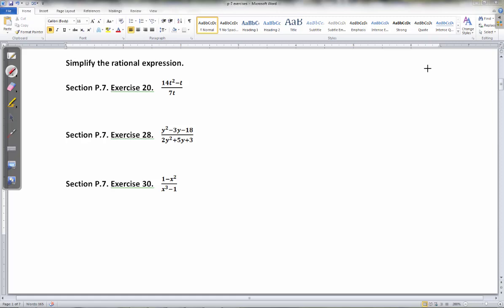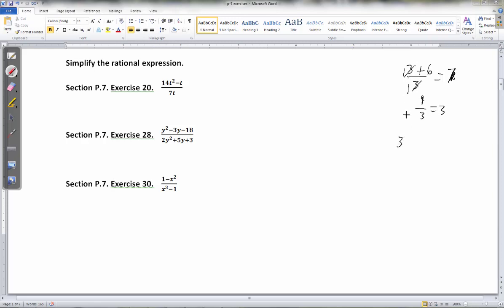And one way to see why I can't do that is just looking at numbers. If I had 3 plus 6 over 3, I could not do this. That would get me 7. And 3 plus 6 over 3 is not 7, it's 9 over 3, which is 3. I could do this, though.